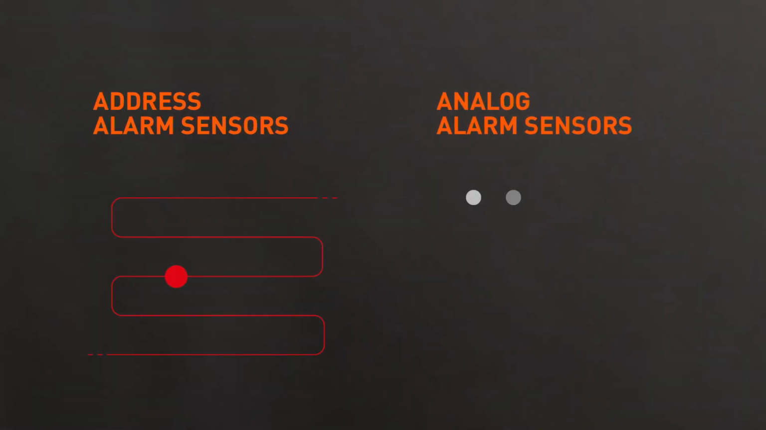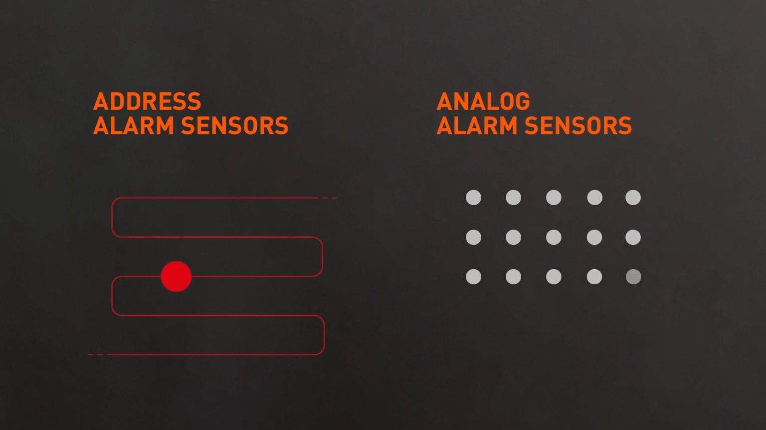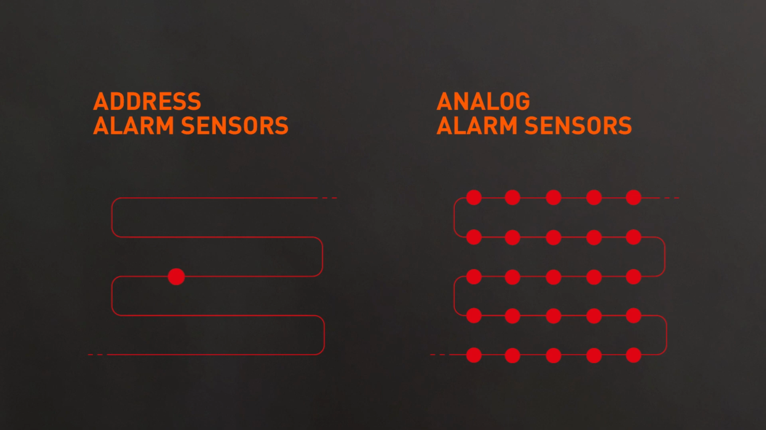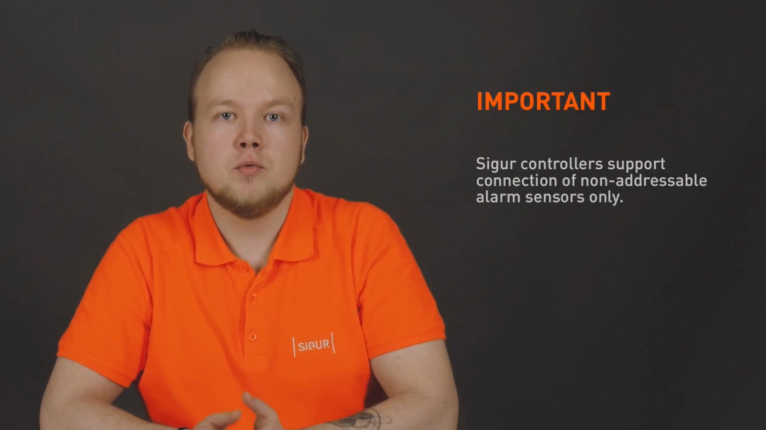Analog sensors do not have the capability to specifically report the activation of a particular sensor. They only trigger alarm signals throughout the entire circuit. It is reasonable to use such devices in small spaces, for example, in office rooms, where the installation of one sensor completely addresses the security issue. In particular, Sigur controllers only work with analog sensors. This should be taken into account when designing the system and selecting equipment.